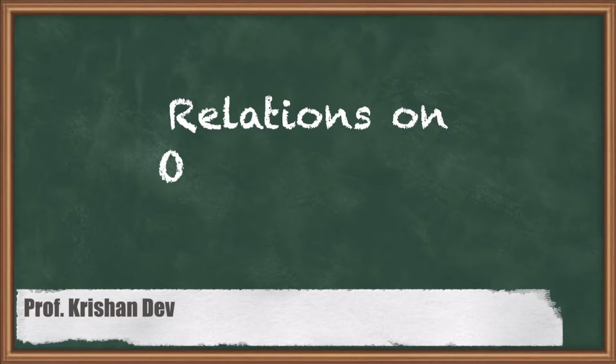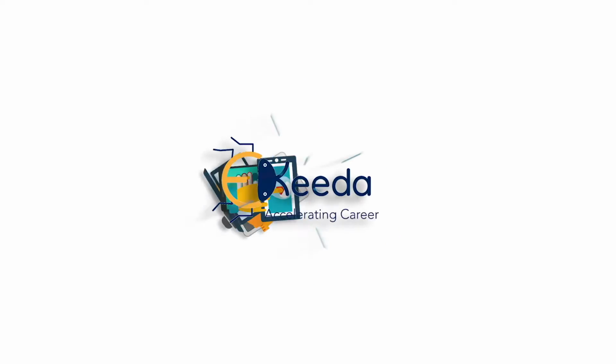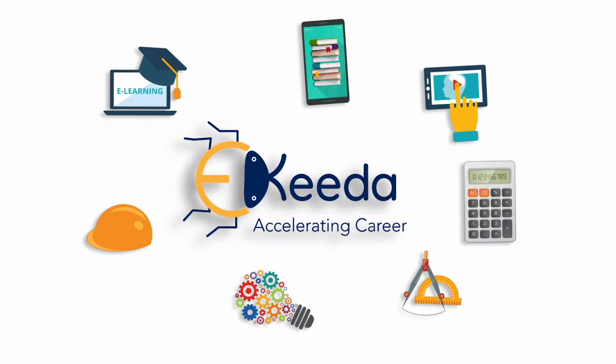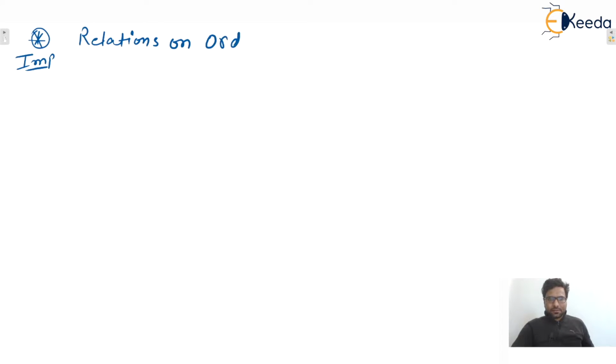Hello everyone. In this lecture, I am going to discuss the relations on ordered pairs. Till now, we've seen the relations on elements. Now we'll see the relations on ordered pairs. So let us begin with the relations on ordered pairs. That is also important. What does it mean?